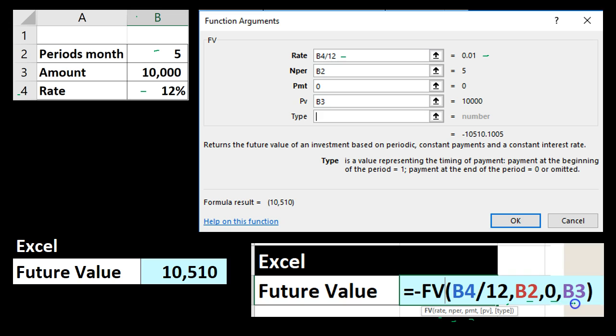And then the next argument, B3, is going to be the present value. That's in B3. That's the 10,000.